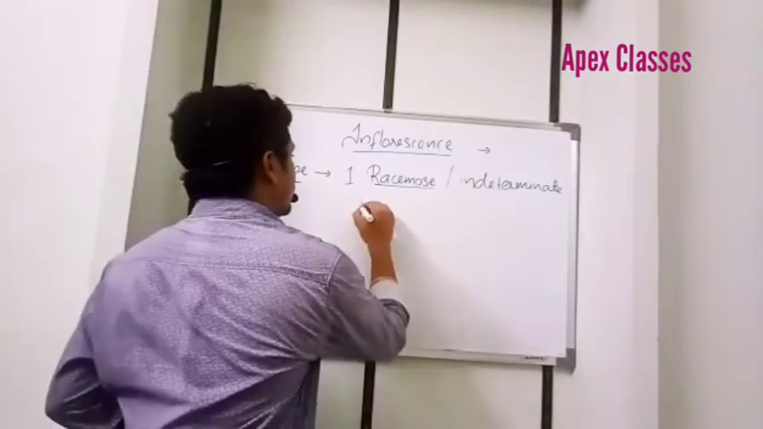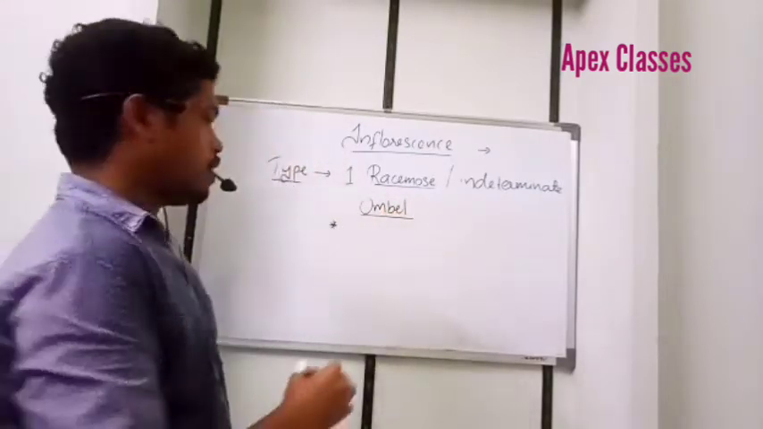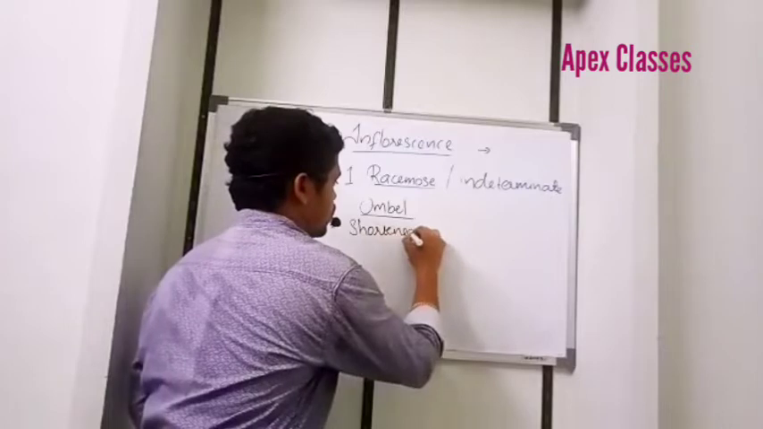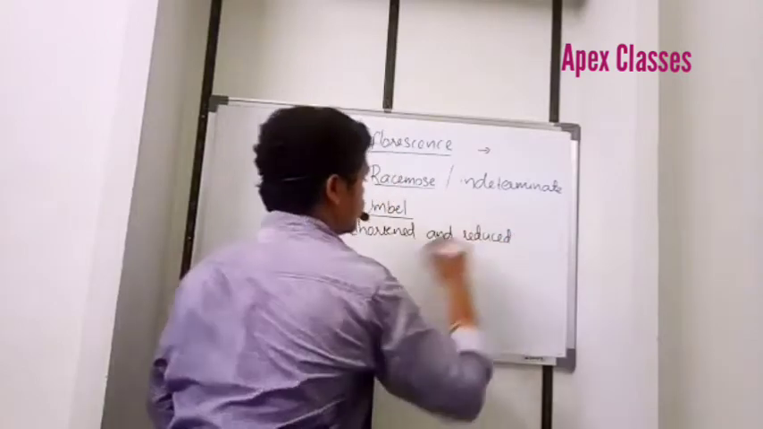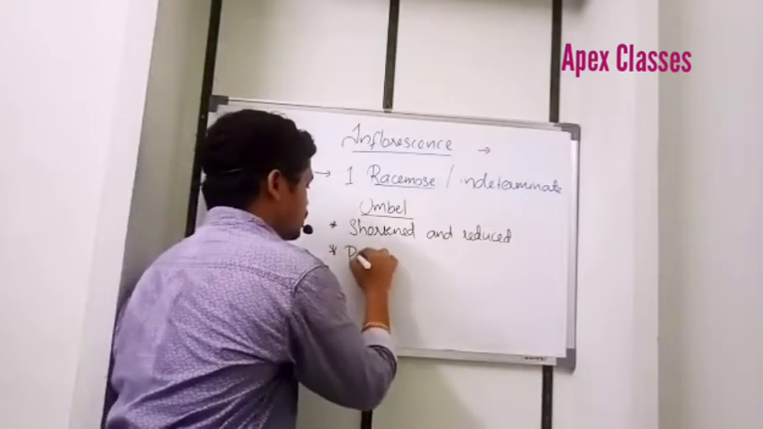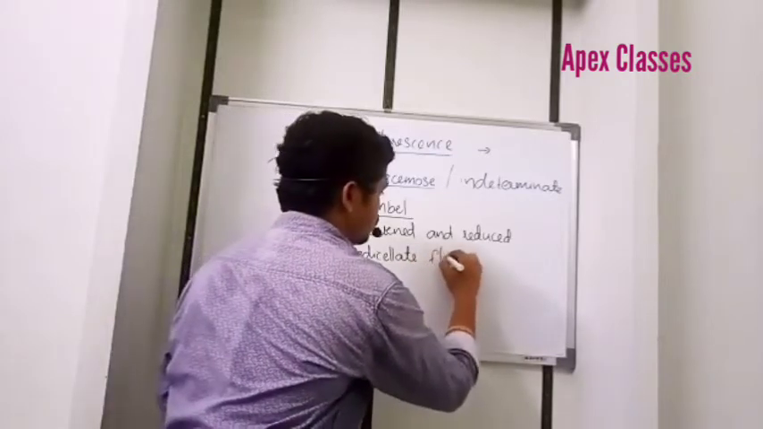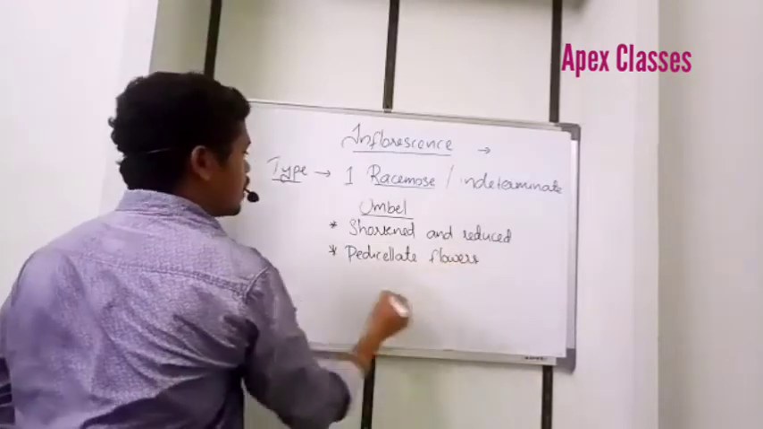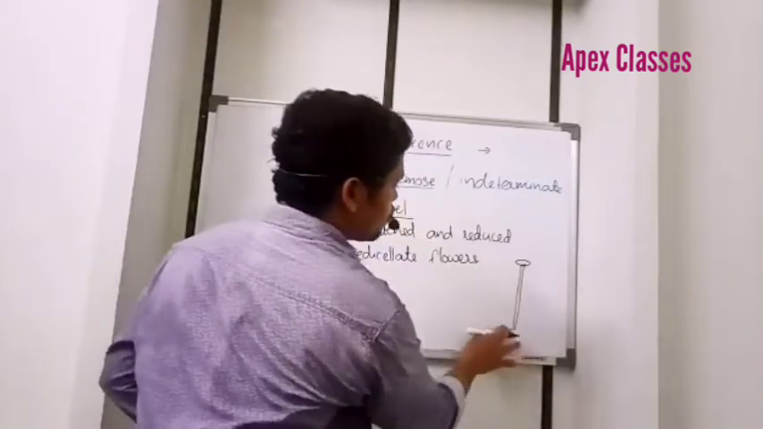Next type of inflorescence is the umbel. In umbel, the peduncle is shortened and reduced. Here, the flowers are pedicellate, they have a stalk. Here the flowers are arranged from a common point of the peduncle.